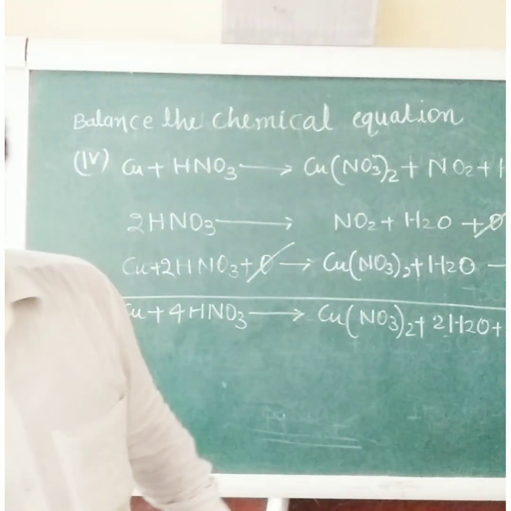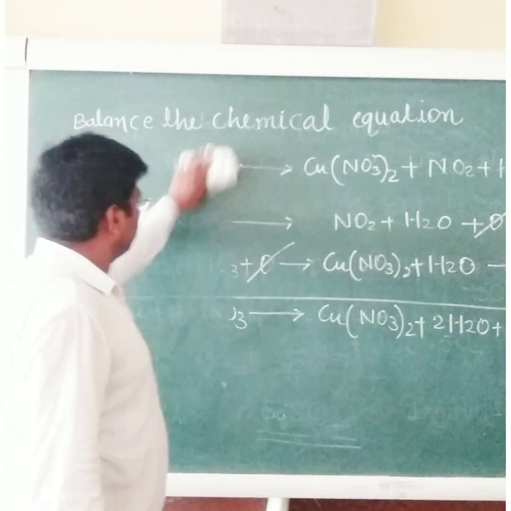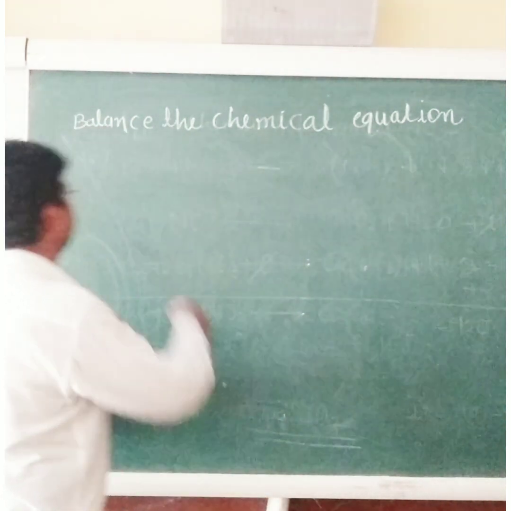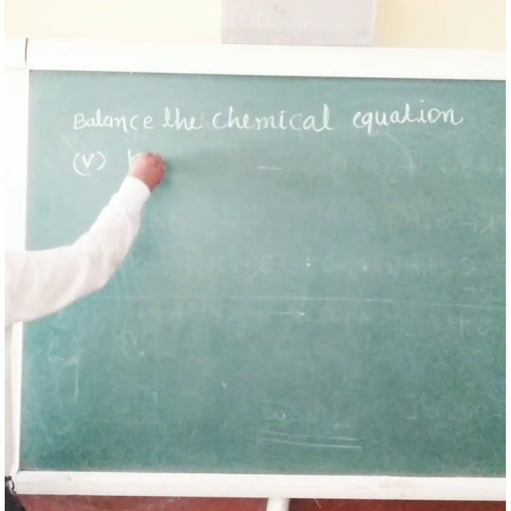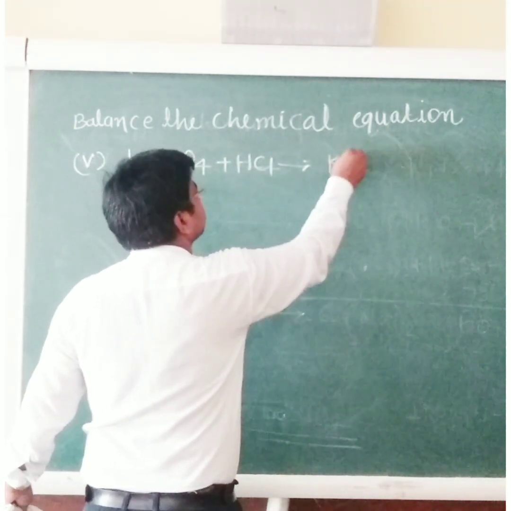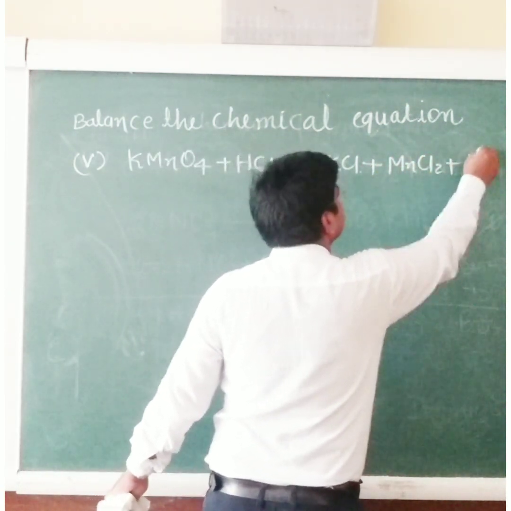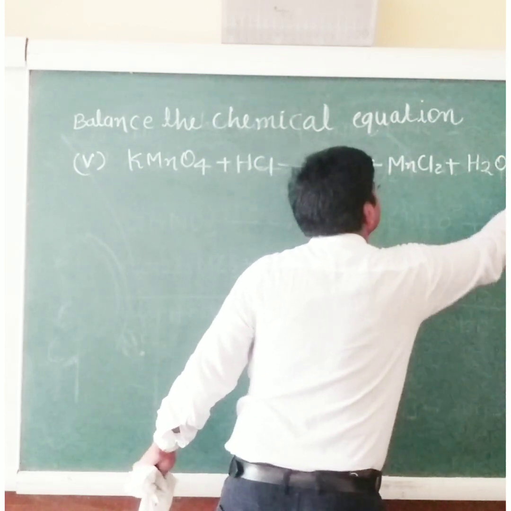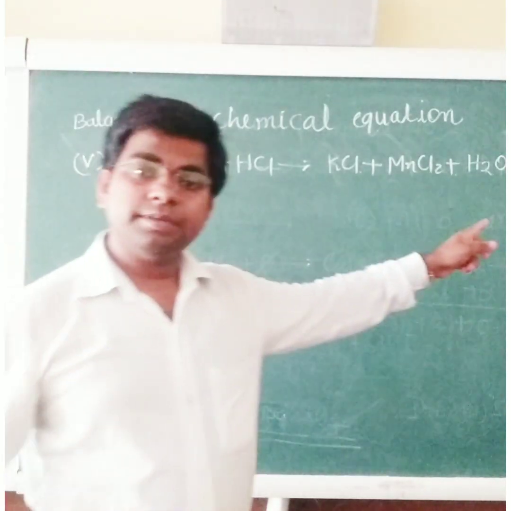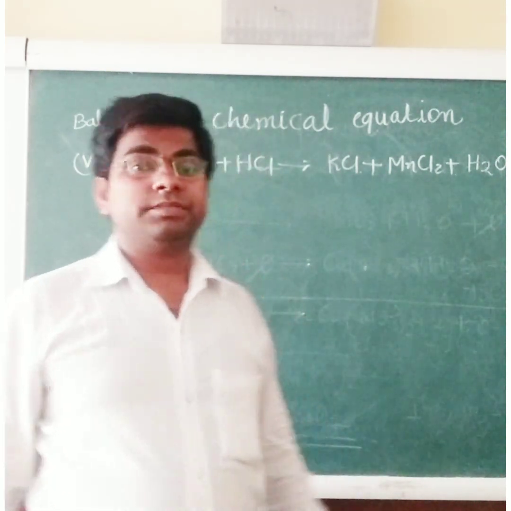My second problem is oxidation of the KMnO4 with HCl: KMnO4 with HCl equal to KCl plus MnCl2 plus H2O and plus Cl. First we observe the elementary gas. The chlorine is the elementary gas, so first we write the chlorine in atomic form.